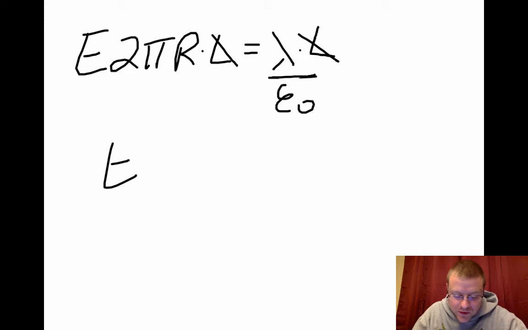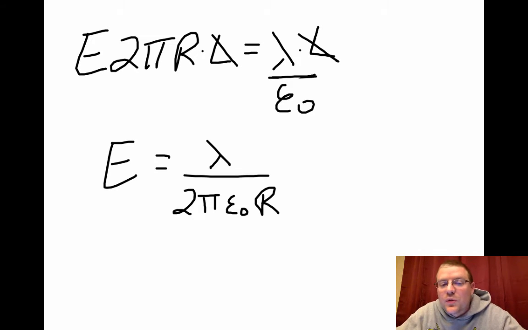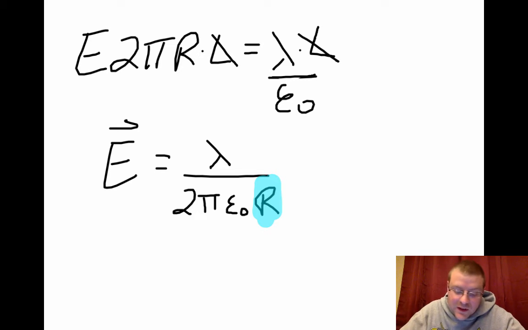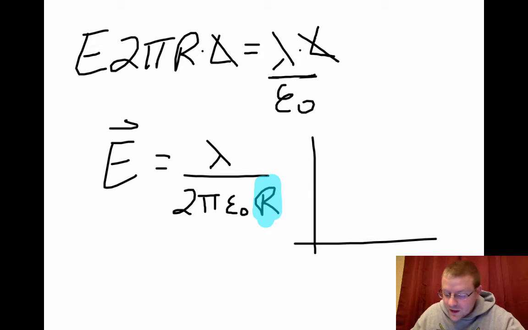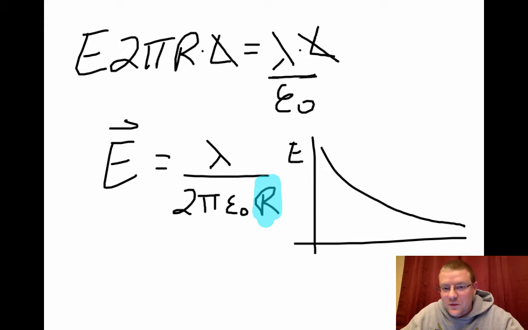Solving for electric field now gives you lambda over 2 pi epsilon 0 r. If you look at all those values in there, they are constant except for a 1 over r relationship, which means the electric field strength away from an infinite line will die off as 1 over r. Very, very strong electric field close to the line, but it goes away quickly as we move further and further away.